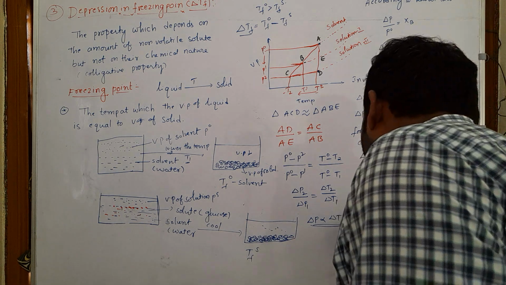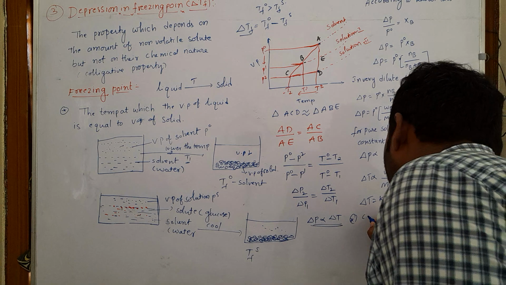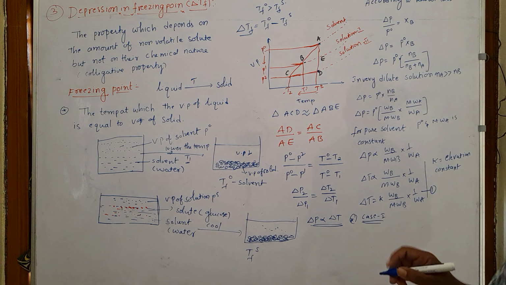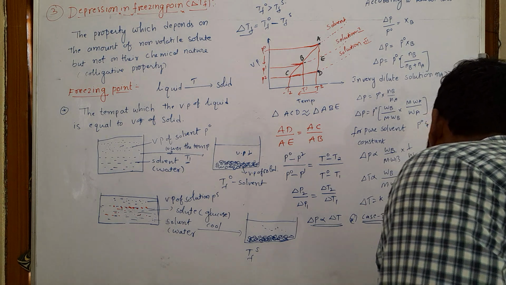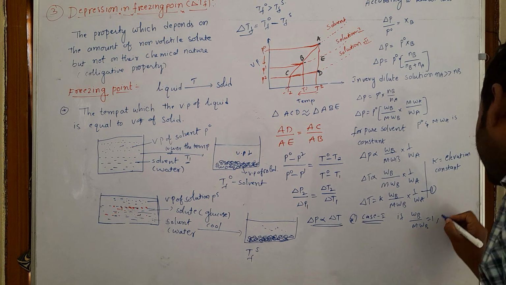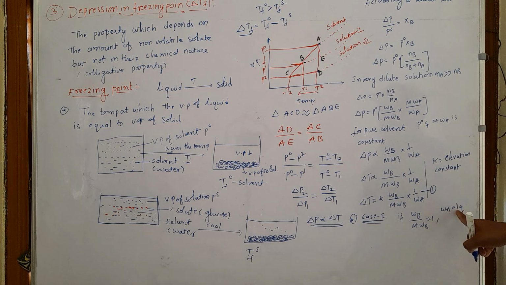Now we can describe this equation for different types of cases. What are those cases? We will discuss them now. Case 1: if weight of B by molecular weight of B is equal to 1, which means the number of moles of non-volatile solute is equal to 1 mole, and weight of A is equal to 1 gram, which means 1 mole of solute dissolved in 1 gram.